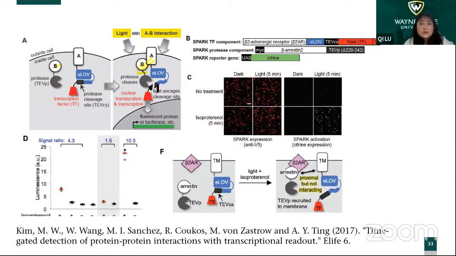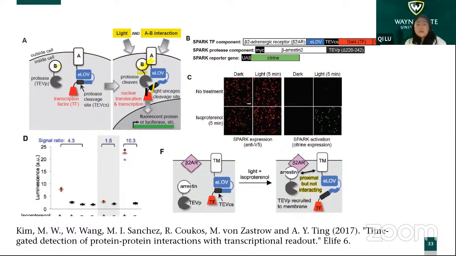So after shining the light, this part will be released, and the protease can cut this sequence and release the nuclear-translocated transcription factor and start the targeted gene expression. And this is a two-break system because first it requires the interaction, and then the cutting site here.